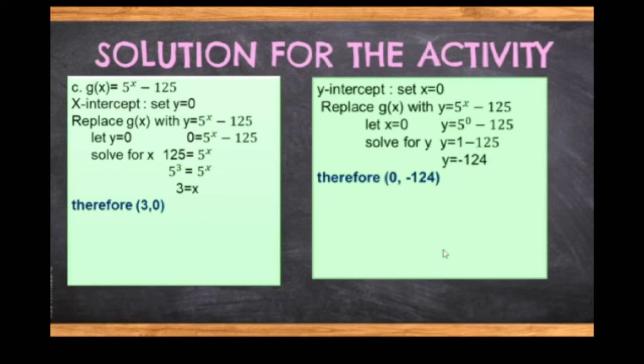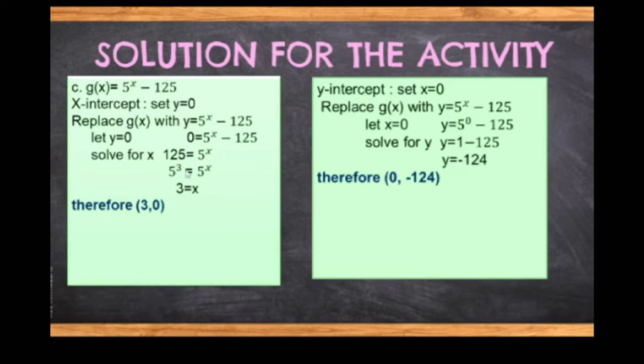With the given g of x is equal to 5 raised to x minus 125. Looking for the x-intercept, we need to set the y is equal to 0. Then replace g of x with y is equal to 5 raised to x minus 125. Then let the y is equal to 0. So, 0 is equal to 5 raised to x minus 125. Then solve for x. 125 is equal to 5 raised to x.